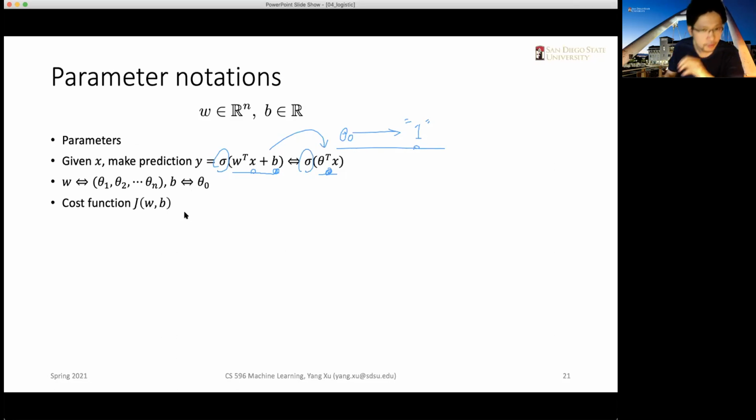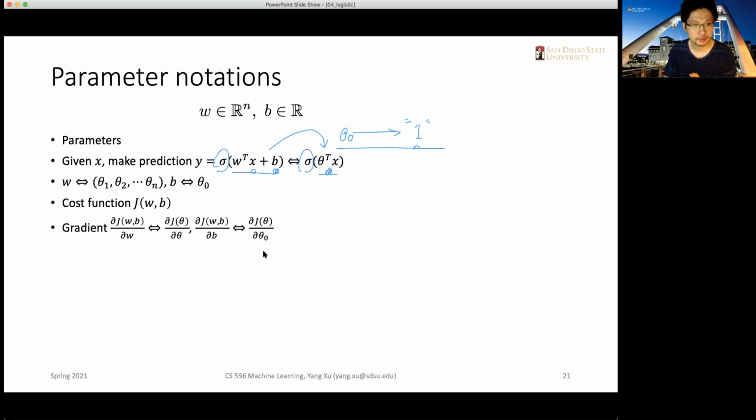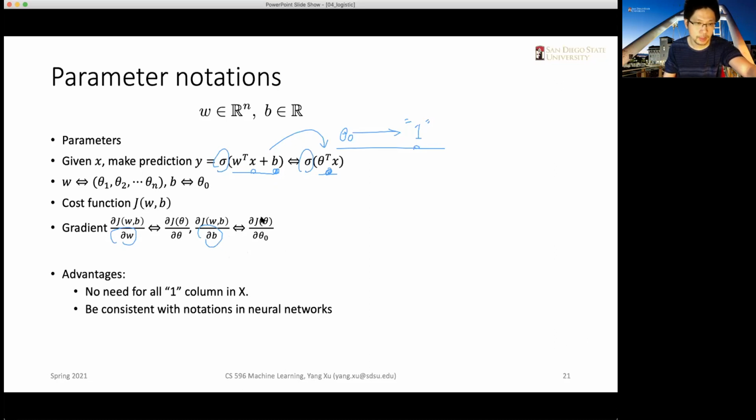Okay, so without using theta, our cost function would be a little bit different. The cost function is with respect to w and b now, and the gradients also have two parts. We have the partial derivative of J with respect to w, and with respect to b as well. So there's no need to create a column of ones in x, and it's also consistent notation with our future neural network models.